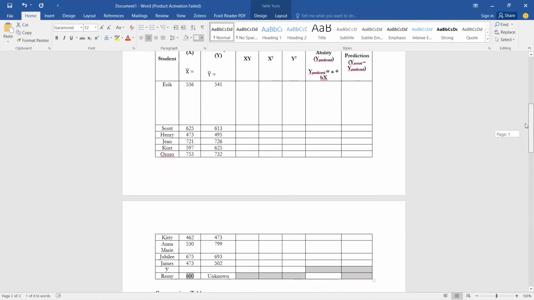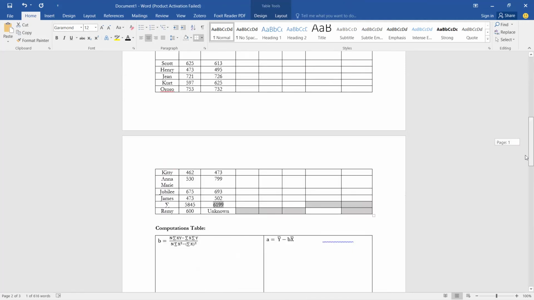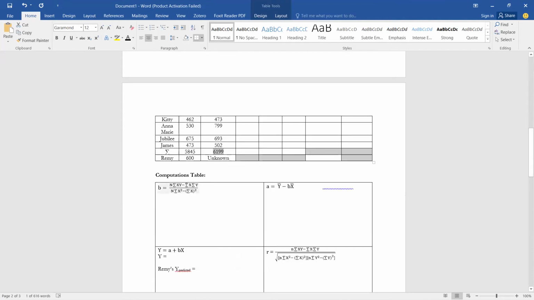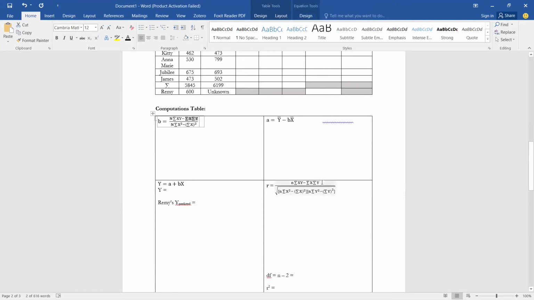So for verbal ability, we need to get first the sum. So the sum of this is 5,845. And for Y, it is 6199. And why is it important? Because that's part of the numerator for your b. And sum of X and sum of Y. And of course, it's also used for Pearson's r here.